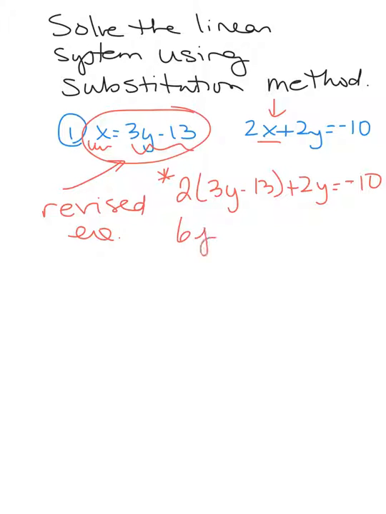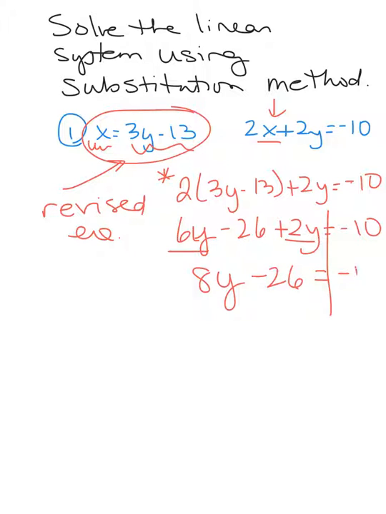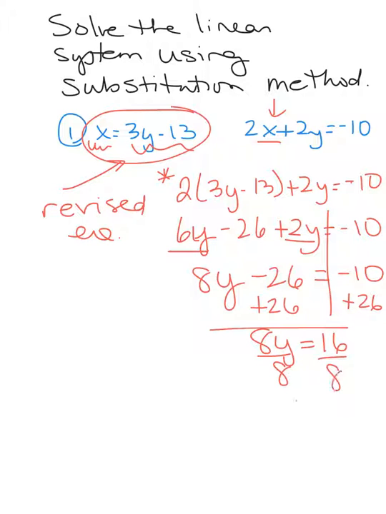So I'll distribute, and I get 6y minus 26 plus 2y is equal to negative 10. Now here's my wall. I have 6y and 2y on the same side of my wall, so I just combine those like terms. I get 8y minus 26 is equal to negative 10. So now again, I'm trying to isolate y, so I'm going to add 26 to both sides, and I have 8y is equal to 16. Divide both sides by 8, and y is equal to 2. So I have my first value, y.